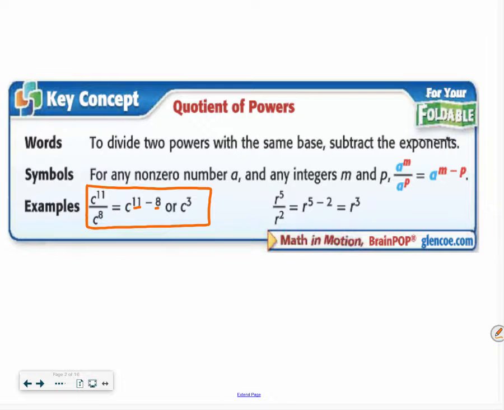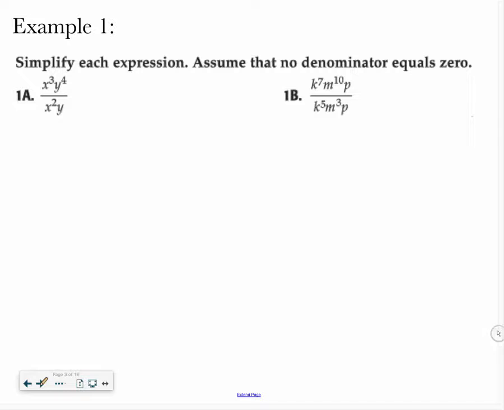So c to the 11th power divided by c to the 8th power is c to the 3rd power, because you do 11 minus 8. Same thing over here, r to the 5th power divided by r to the 2nd power equals r to the 3rd power. So we did 5 minus 2. So let's look at our couple examples.